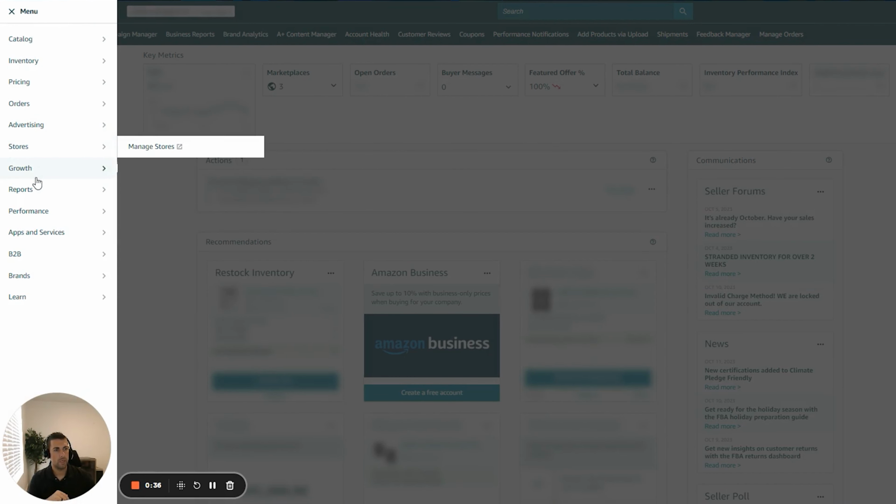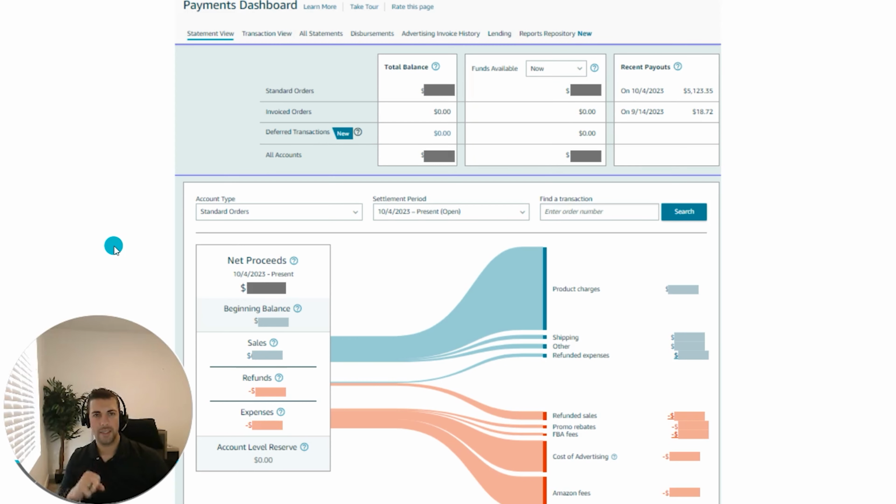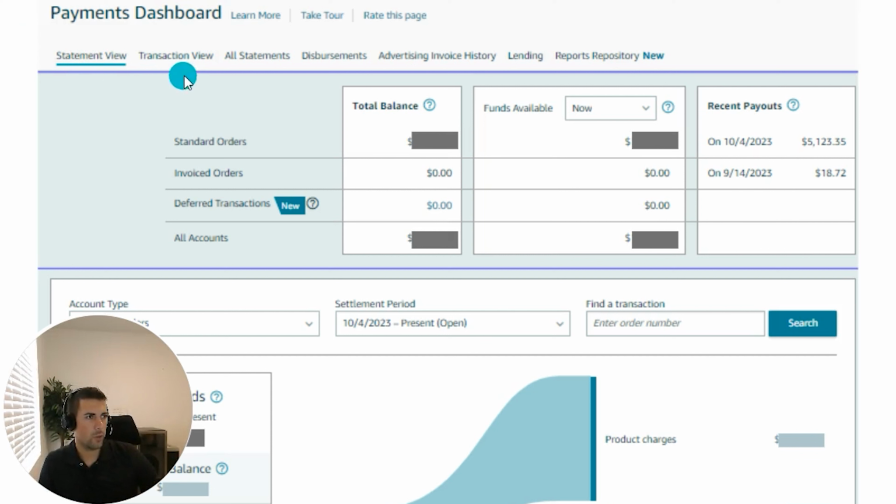So to start off, the way to access your payments and your account level reserve is to come over under reports and under payments right here. You'll open this up into another tab. That tab will bring you to a page that looks just like this, but for you. Within this, you're going to have a statement view, a transaction view, all statements, disbursements, advertising invoice history, lending, reports, and repository. Some of these are fairly new features, as far as beta, and this is being done in October.